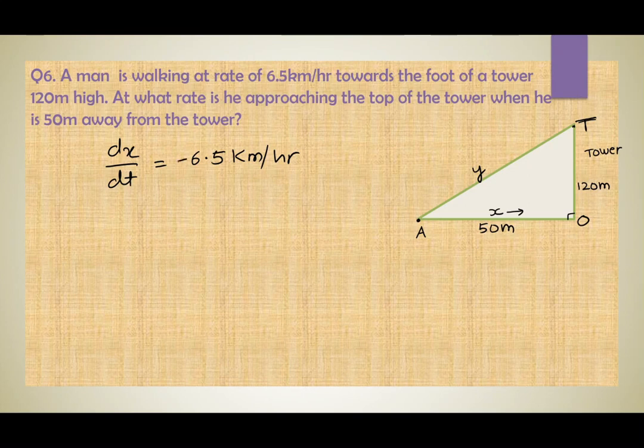Now why is that? Because he's approaching the tower, so the length x is decreasing. If the length x is decreasing, it has to be negative. That's my logic. Let's see the further steps here. So I can say that x square plus 120 square is equal to y square. Okay, now I'm going to differentiate that. So I'll get this as twice x dx by dt.